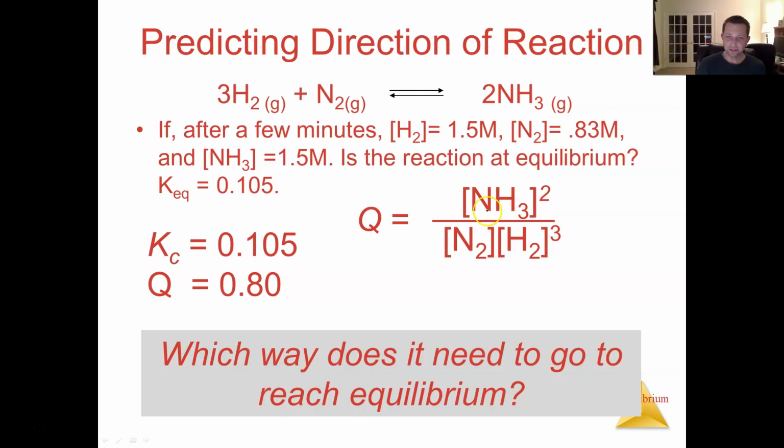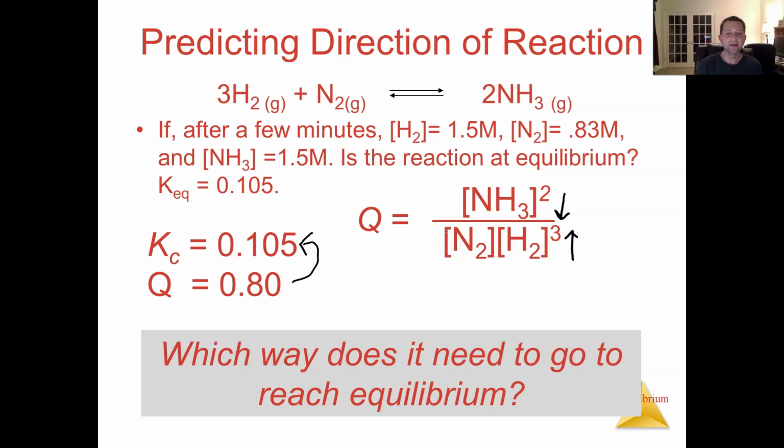So we need to take this ratio, and remember, the ratio is products over reactants. We need to make it smaller. I need to get this 0.80 ratio of products to reactants down to 0.105. So I need to decrease it by a decent amount. If you have products over reactants, how can I make this fraction smaller? The only way is if I decrease my numerator and I increase my denominator. That's the only way mathematically to make this number smaller.